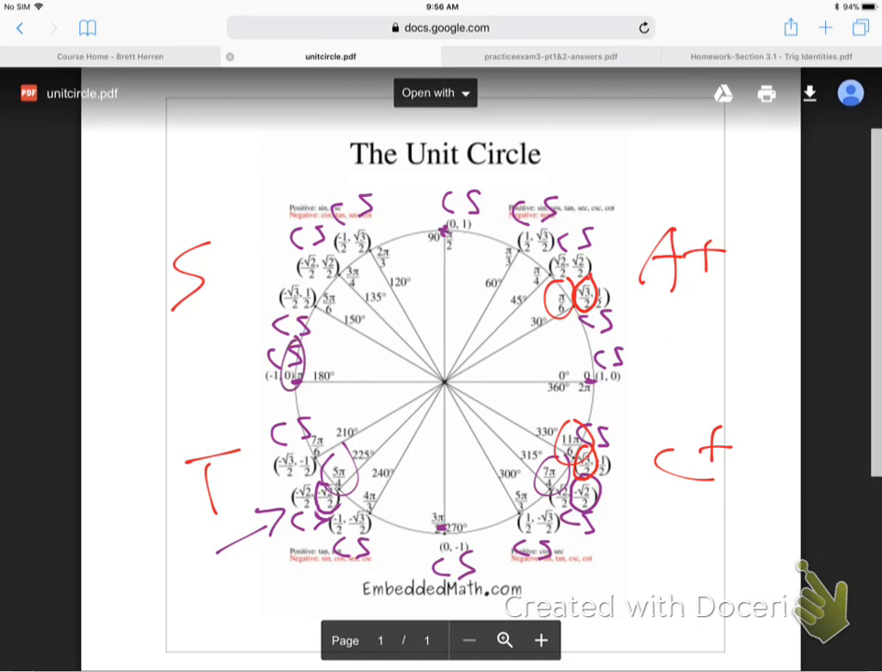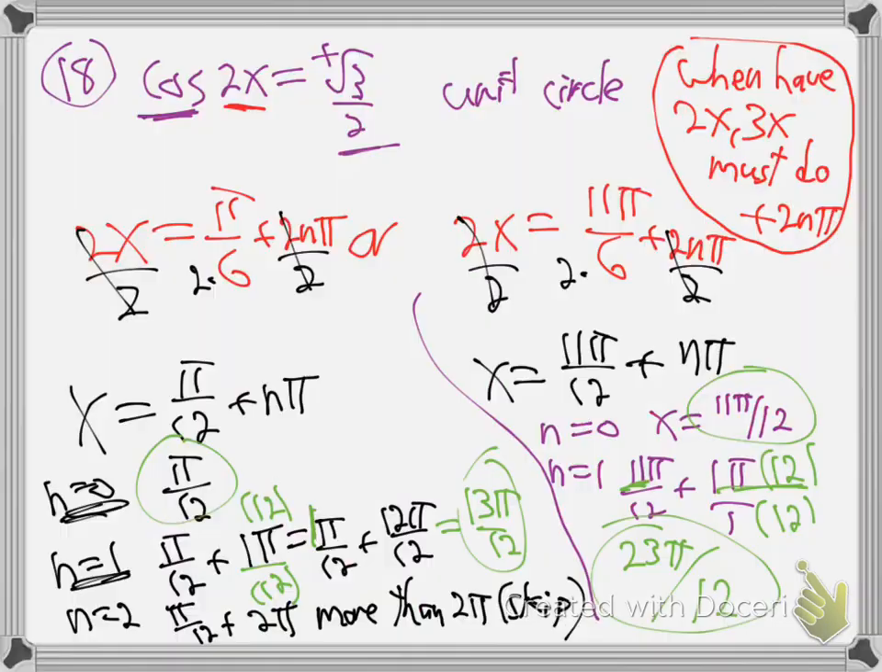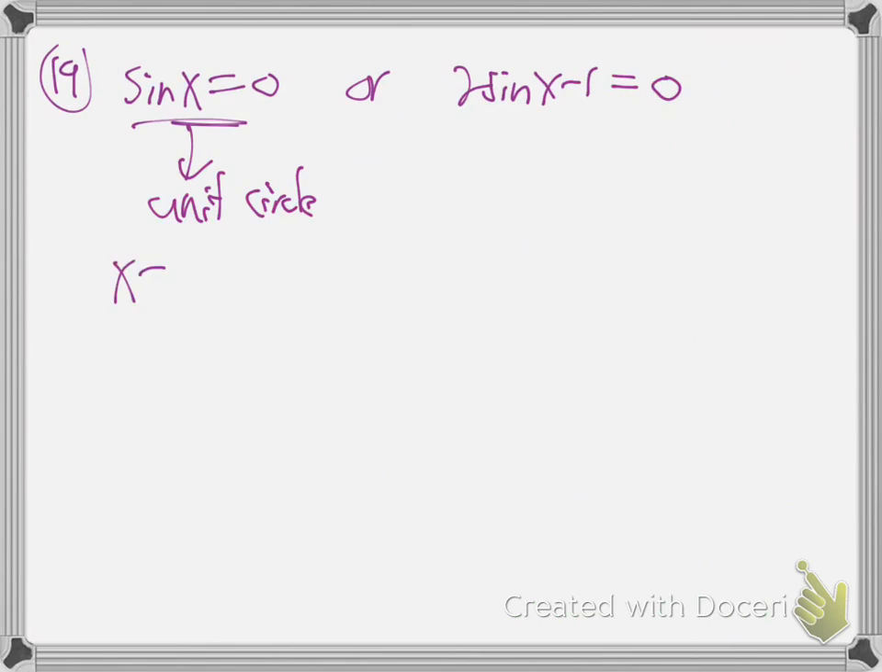This one has sine zero. This one has sine zero. Doesn't it? So that's 0 degrees and 180 degrees, or pi. It's right there. So it's pi or zero. Those are the two places on the unit circle. So that means x is zero or pi. Good so far. Now, how about this one?